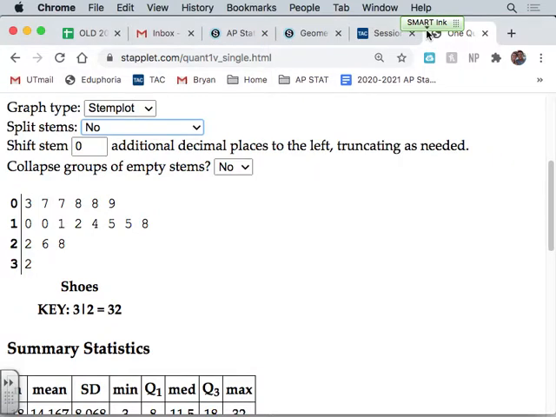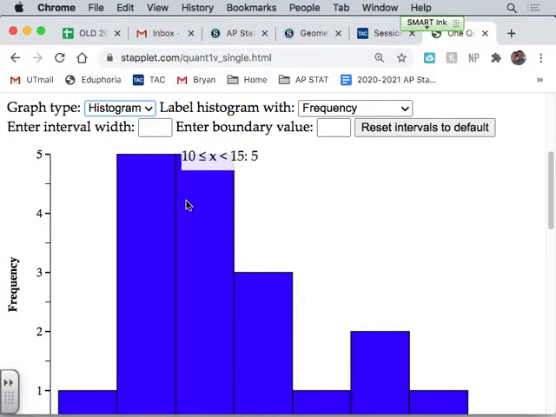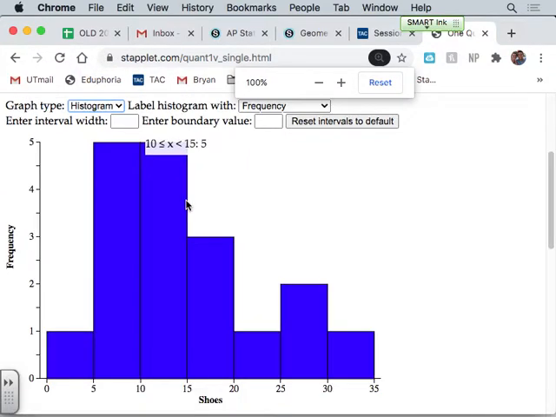Okay, so stem plots are just not as commonly used as dot plots, but the question is, do we know how to interpret them? And then the last one is the histogram. So let me back up here.